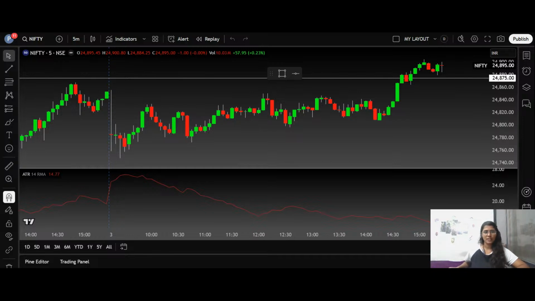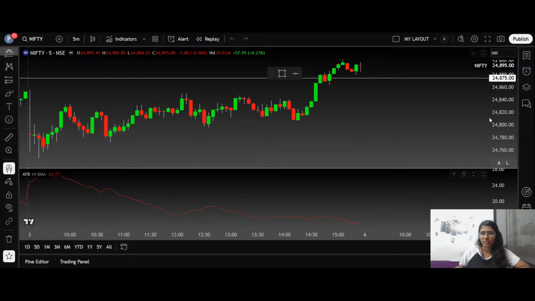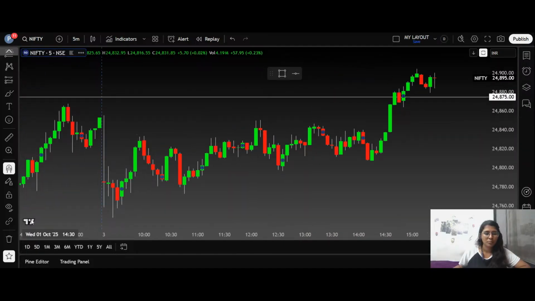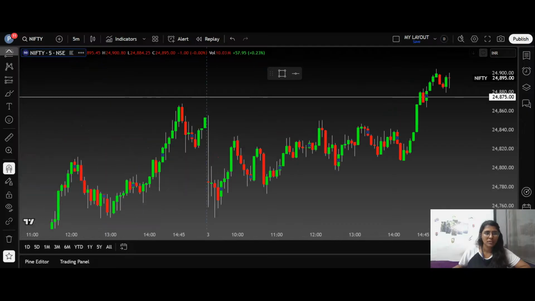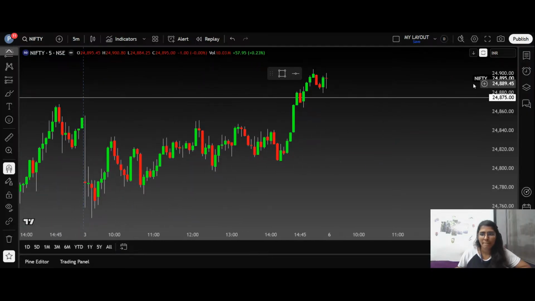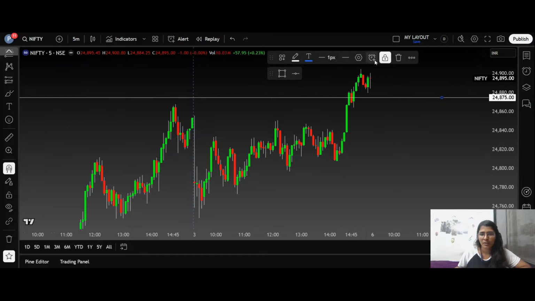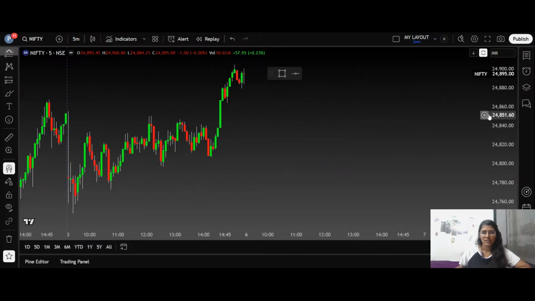I hope my screen is visible to you all. So let's start. Here my ATR indicator is on. So I am removing this indicator. Bro, please be removed.